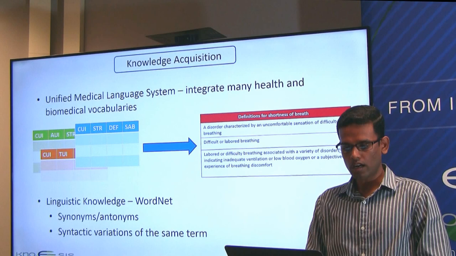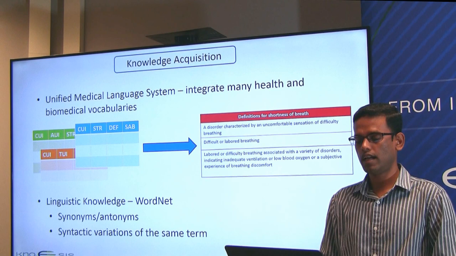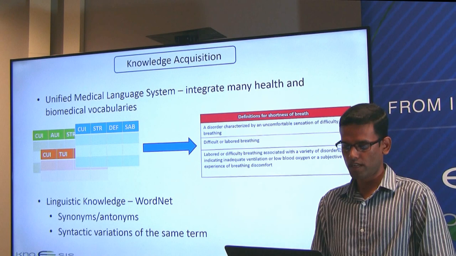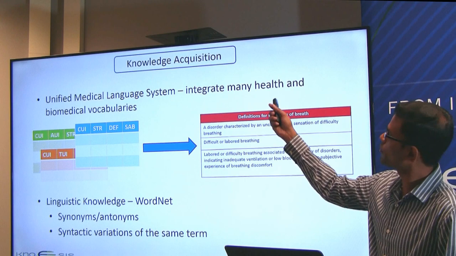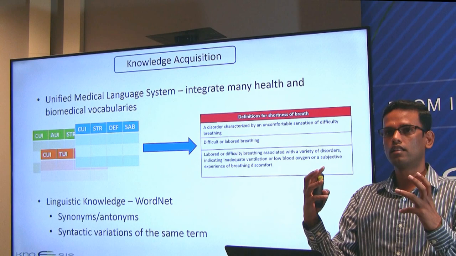from somewhere? The Unified Medical Language System is the prominent knowledge base in the medical domain. It integrates so many different health and biomedical vocabularies. For the majority of the entities it has, this knowledge base has a definition. Just because it is integrating so many vocabularies, it ended up having multiple definitions for a particular entity. These definitions complement each other. Basically they use different terminologies to express the same idea.